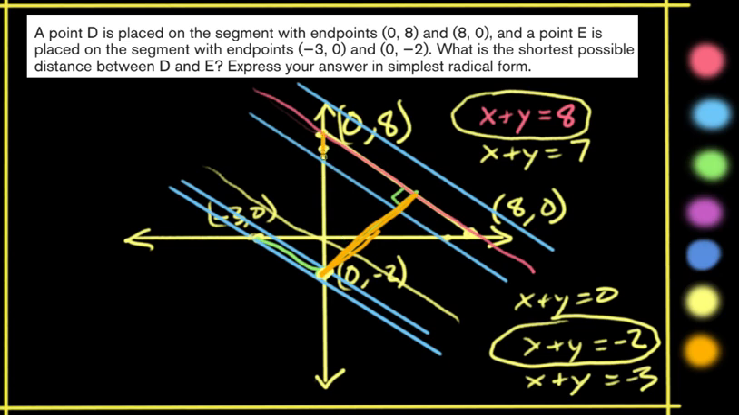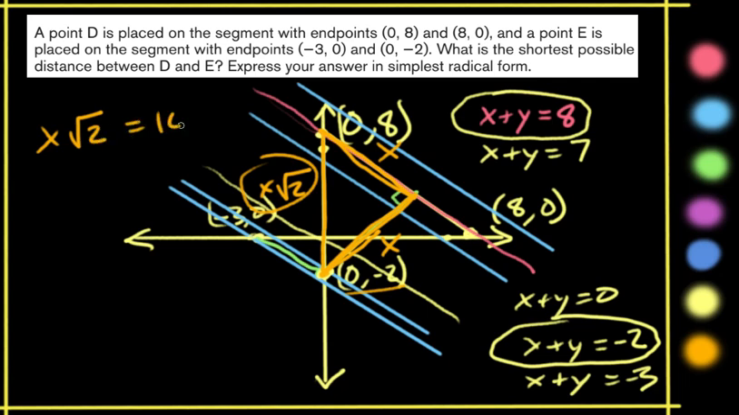We can compute this distance here, and we will have a 45, 45, 90 triangle here. So we've got some distance x here, some distance x here, and then this distance is going to be square root of 2 times x over here, right? And this distance, which is square root of 2 times x, is from 0, negative 2 up to 0, 8. So that's going to be a distance of 10, right? So we've got x times square root of 2 is equal to 10.